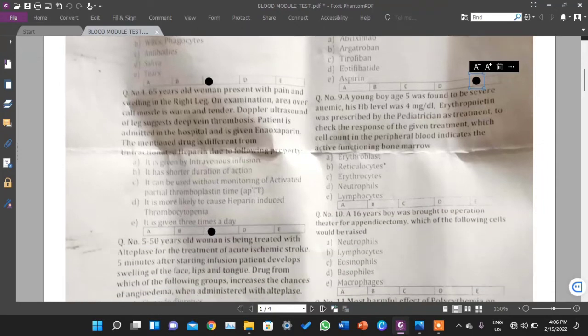It's going to be option E, because aspirin is indicated in the patient with inflammation, as well as for treating, or we can say it can be used as an anticoagulant.